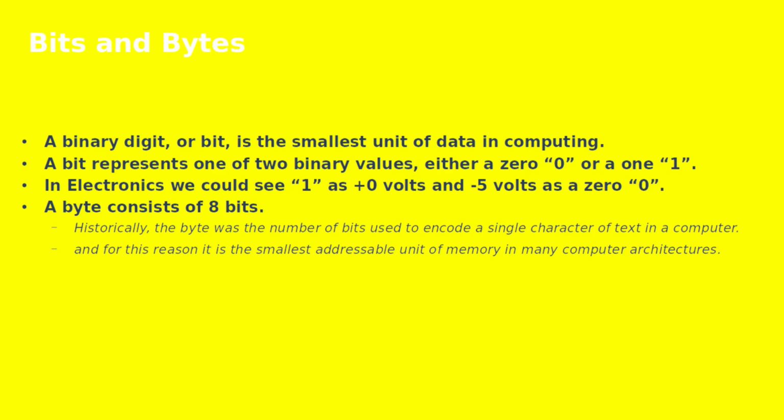A byte consists of 8 bits. Historically, the byte was the number of bits used to encode a single character of text in a computer. I'm sure you've heard of ASCII and Unicode and so on. For that reason, it is the smallest addressable unit of memory in many computer architectures.